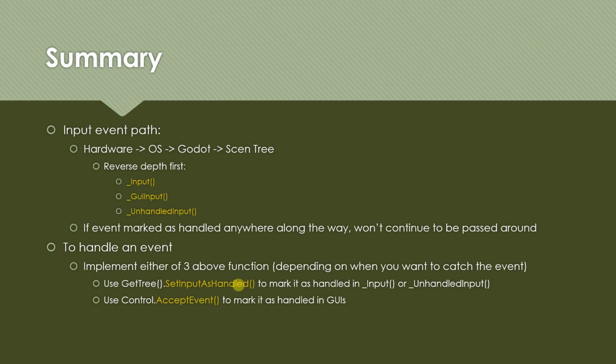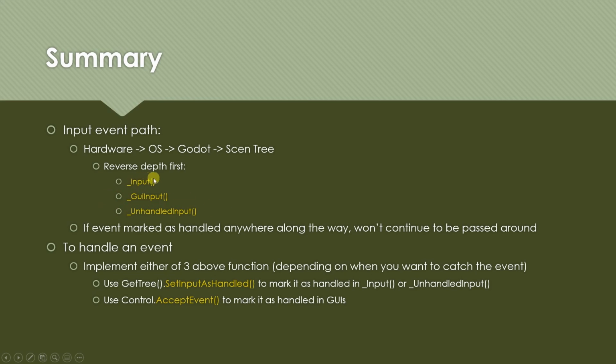Well, there's two methods, this one and this one. If you're marking it handled inside the input or the unhandled input methods, you use this method right here, set input as handled. If you're marking it as handled in the GUI input method, you just use your accept event method. So to handle an event, generally you just do this, right? You implement any one of these functions, and the one that you want depends on the level at which you want to catch the event.